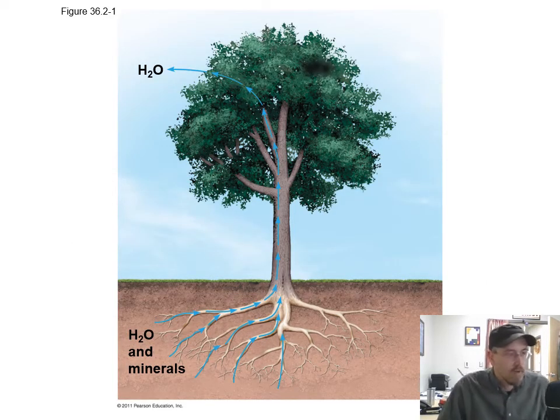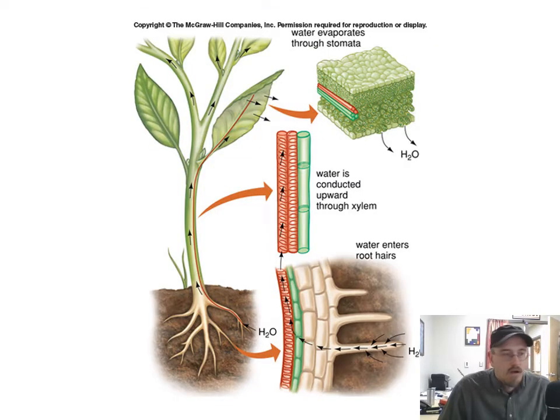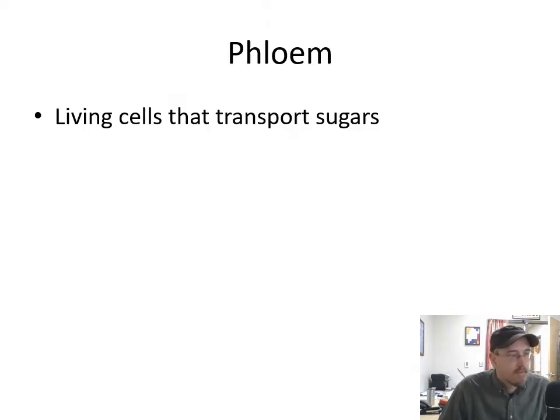So minerals and water come in and evaporate out the top. Right? And we can see that here once again in a different slide. Water comes in, up the xylem, evaporates out of the leaves, and that's how water moves from the bottom of a giant redwood tree to the top.